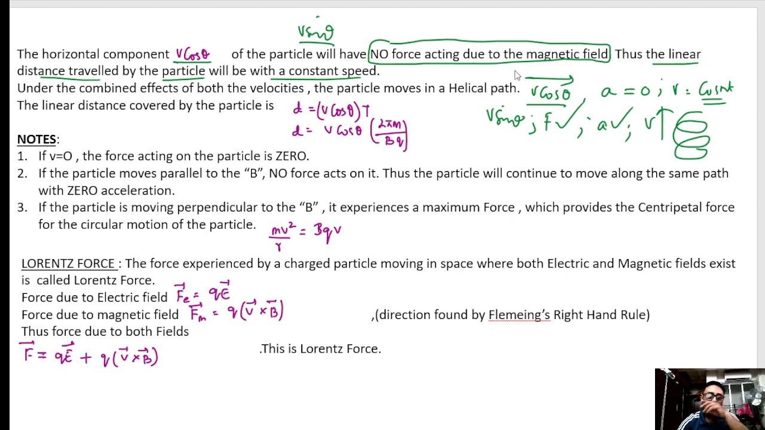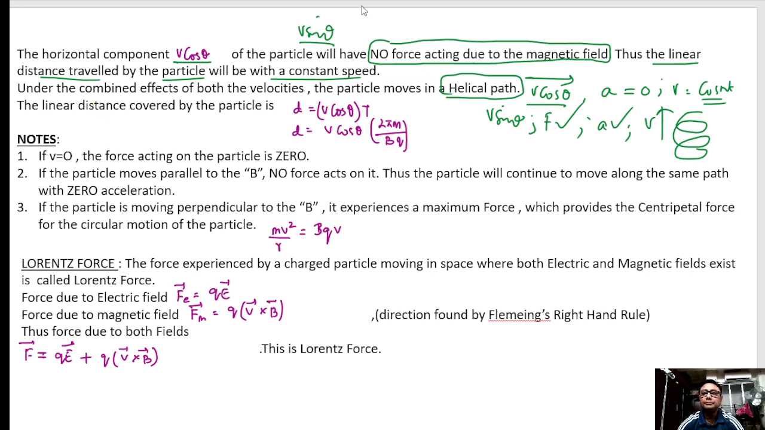So under the effect of these two, horizontal component and vertical component, the particle covers a helical path, because there are two types of velocities acting. One is V cos theta, one is V sin theta. So the particle will follow the helical path.